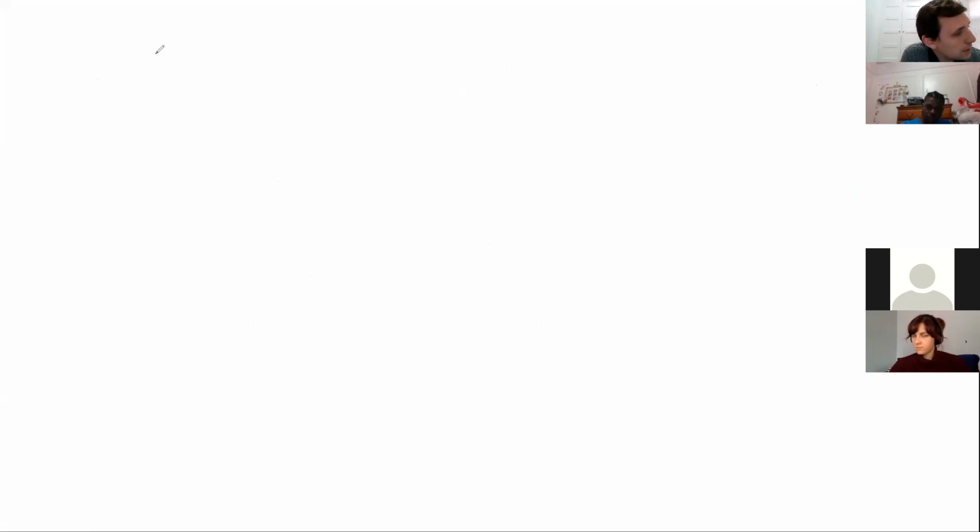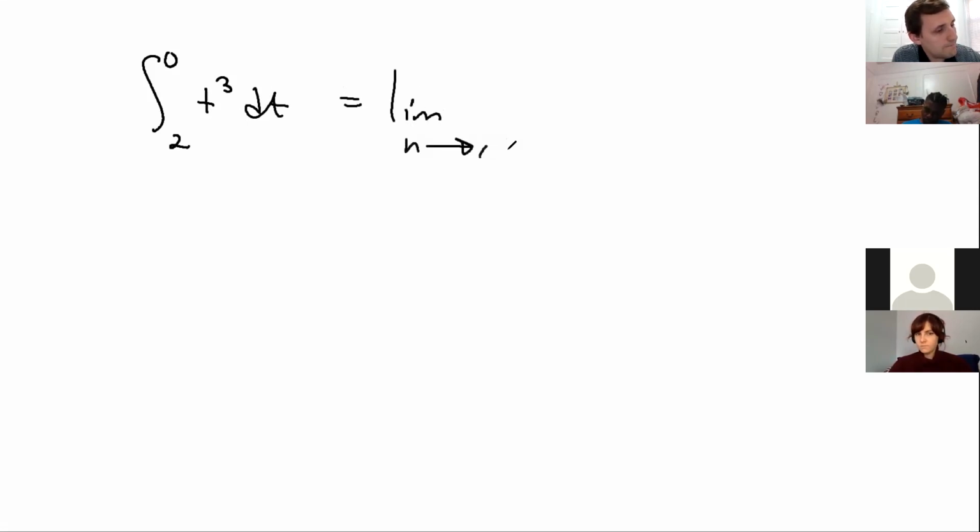So suppose I want to calculate the integral from 2 to 0 of x cubed dx, or let's make it t cubed. Just let's call it t cubed. Okay, now what will I get? So if I apply the definition, it's the limit as n goes to infinity, summation k equal 1 to n.